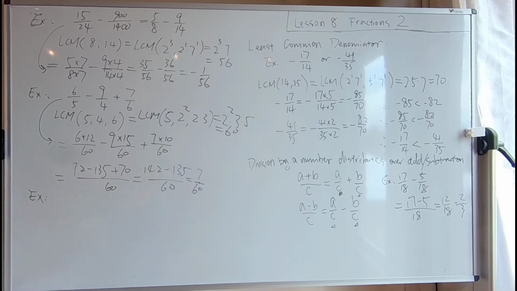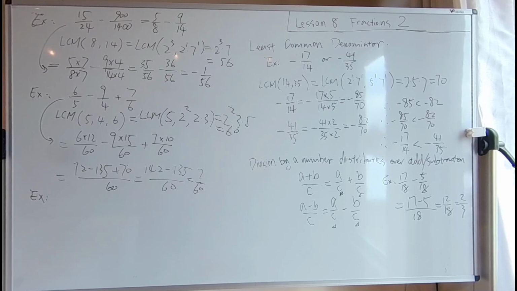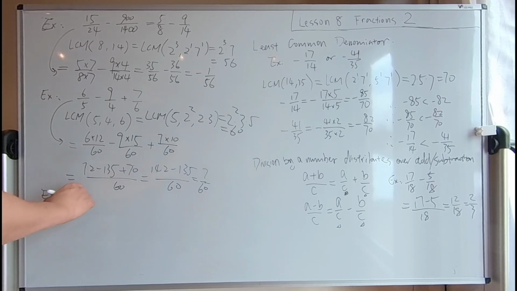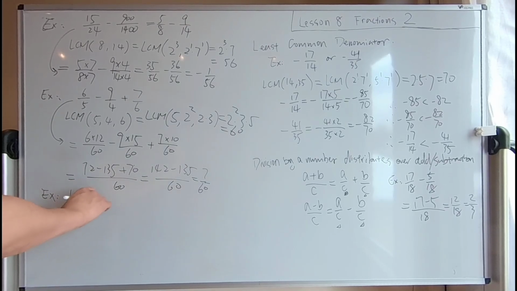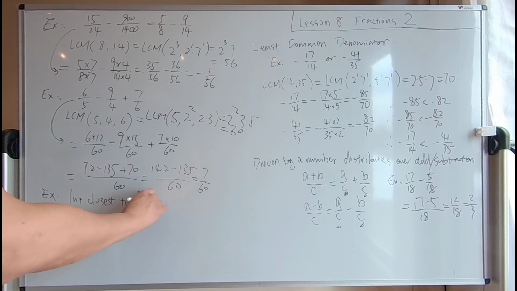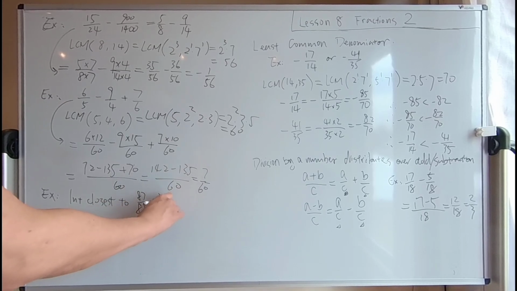Okay, the next example, we can also use the same method to locate the subtraction or addition of several fractions. Basically, when we say locate, that means looking for the nearest integer to certain fractions. So what is the integer that is closest to 87 over 88 plus 24 over 23?